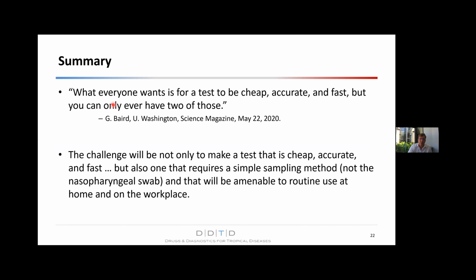So as an intermediate summary, I like this quote by a gentleman from the University of Washington that was quoted in Science magazine a couple of months ago. What everyone wants is for a test to be cheap, accurate, and fast, but you can only ever have 2 of those at the same time. And it's true, but I would push that even further. I would say that the challenge will be not only to make a test that is cheap, accurate, and fast, but also one that requires a simple sampling method, so not the nasopharyngeal swab, and that can be amenable to routine use at home and in the workplace.